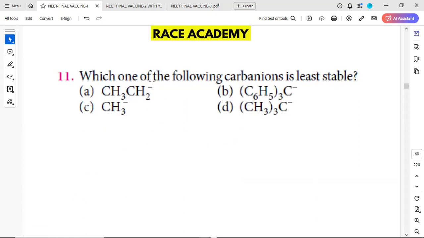Next, 11th question. Which of the following carbanions is least stable? This is one more time we are going to discuss the same thing. This is a repetition. As you all know, when alkyl groups are on a negatively charged carbon, that is a carbanion. The more alkyl groups there are, the lesser the stability of the carbanion. So it indicates that the tertiary butyl carbanion is least stable among the examples we have in this question. So the fourth option is the right option for this question.